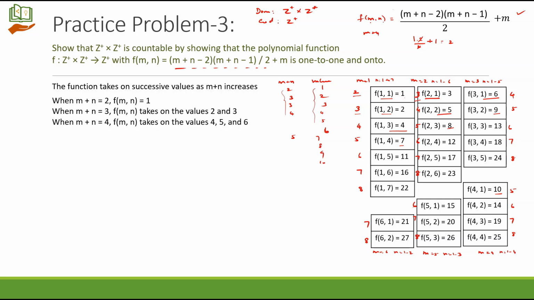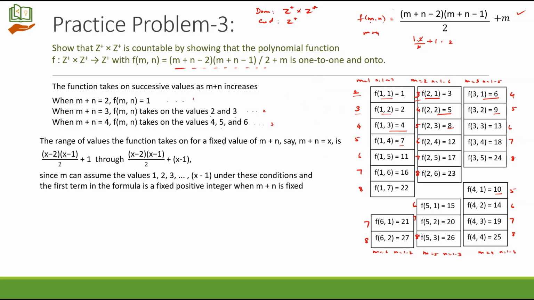When m plus n is equal to 2, f of m comma n is equal to 1. When m plus n is equal to 3, it takes on the values 2 and 3 as we saw here. When m plus n is equal to 4, f of m comma n takes on the values 4, 5, 6. There are 3 values. When it goes for 5, we had 4 values. The range of values the function takes on for a fixed value of m plus n, say m plus n is equal to x, is x minus 2 into x minus 1 divided by 2 plus 1.